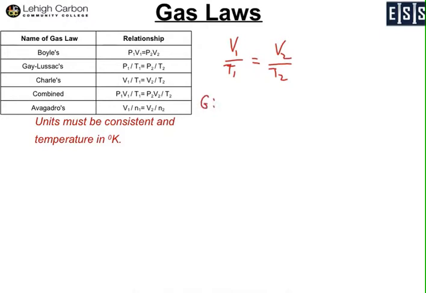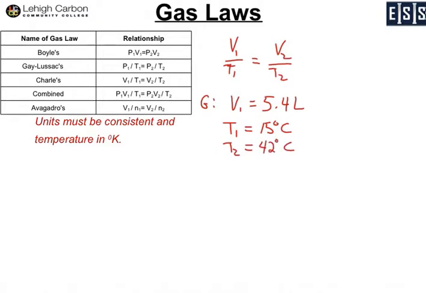What you're given here is, say, volume 1 is 5.4 liters. Your initial temperature is 15 degrees centigrade and your final temperature is 42 degrees centigrade. What you're looking for is V2, the resultant volume with those conditions. What you have to remember is you need to change your degrees centigrade to Kelvin. In this case, 15 degrees centigrade converts to 288 degrees Kelvin, and 42 is going to be 315 degrees Kelvin.